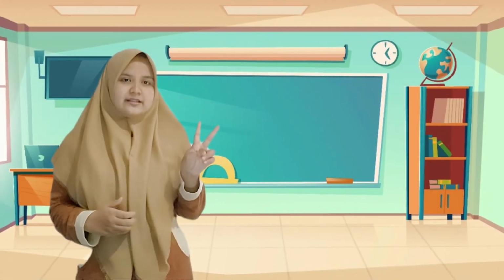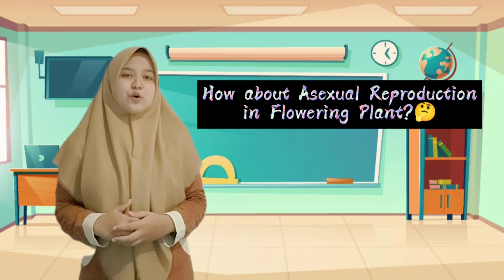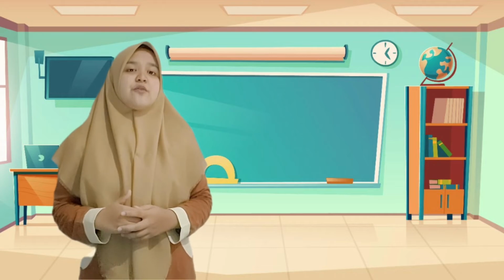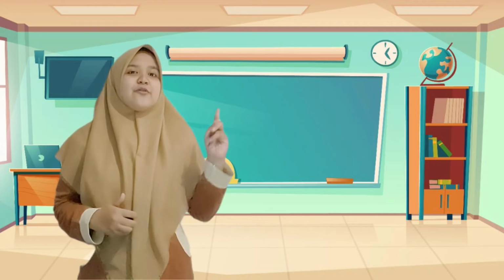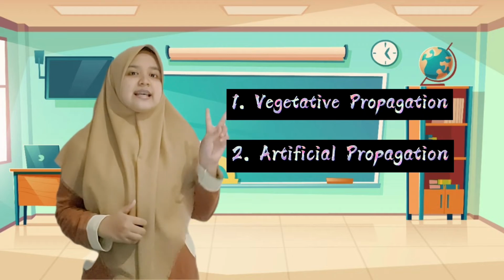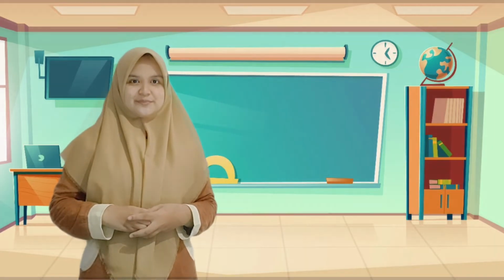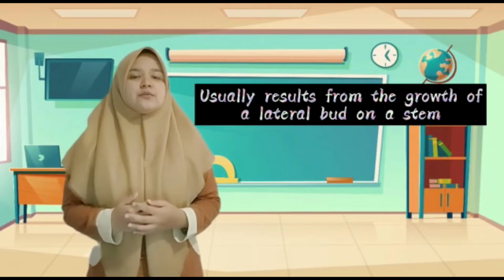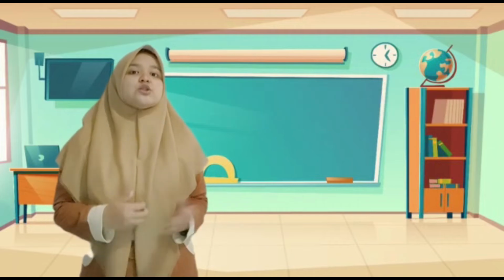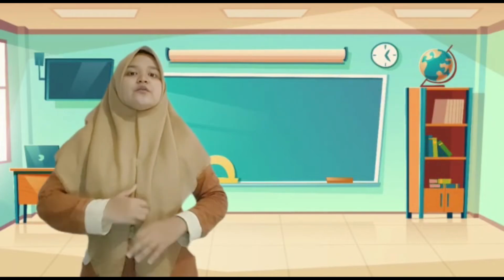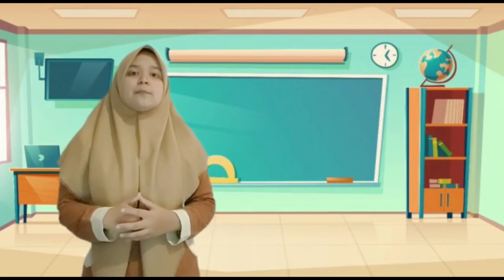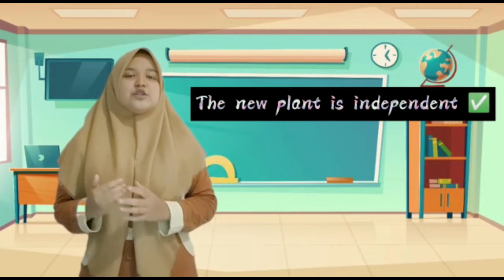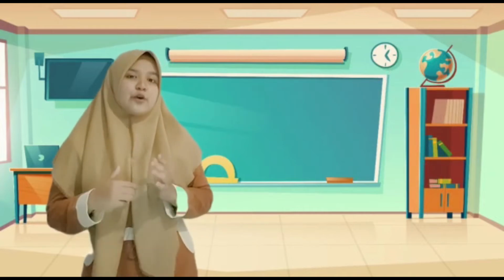Then, for the second, how about asexual reproduction in flowering plants? Asexual reproduction in flowering plants is divided into two. For the first, vegetative propagation, and the second is artificial propagation. Vegetative propagation takes place naturally, usually resulting from the growth of a lateral parent stem which is close to or under the soil. Instead of just making a branch, the plant produces a complete plant with root, stem, and leaves. When the old stem dies, the new plant is independent of the parent that produced it.